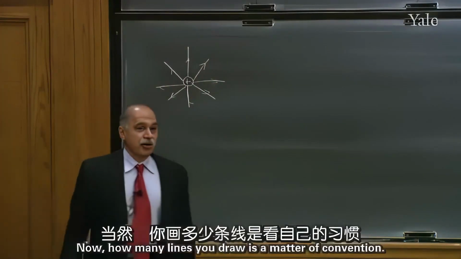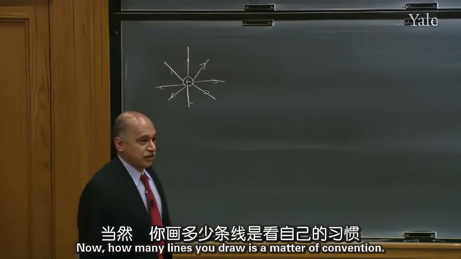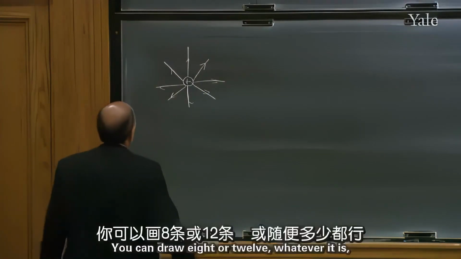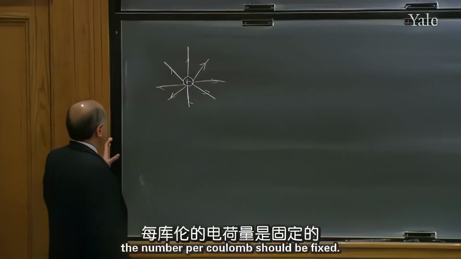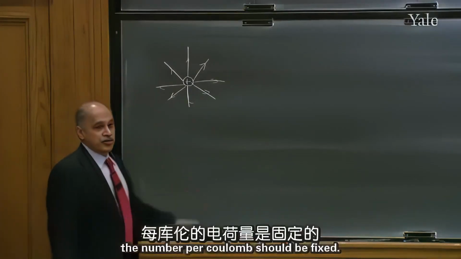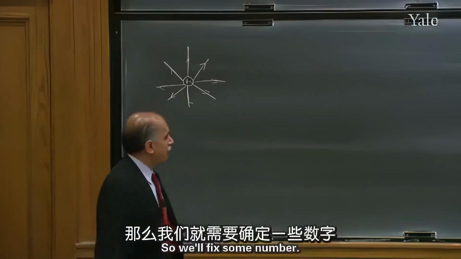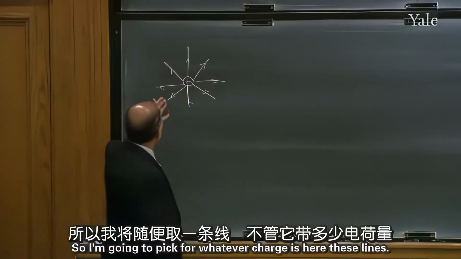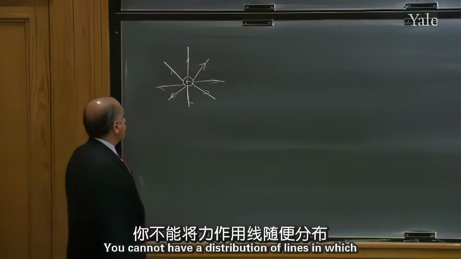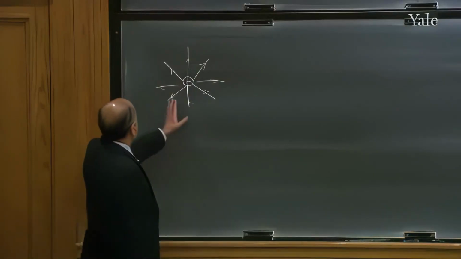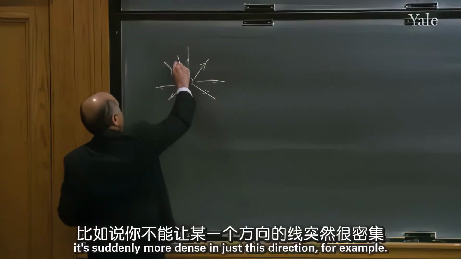Now, how many lines you draw is a matter of convention. You can draw 8 or 12, whatever it is, but you got to agree that the number per coulomb should be fixed. So we'll pick some number. So I'm going to pick for whatever charge is here, these lines. You cannot have a distribution of lines in which it's suddenly more dense in just this direction, for example.